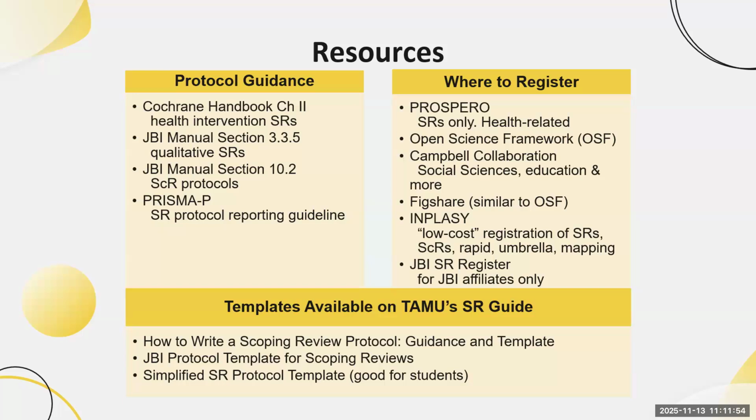And once your protocol is done, you should register it. Here's a list of places you can register. The ones I have personal experience with are Prospero. I never know whether to say Prospero or Prospero. Open Science Framework and JBI Systematic Review Register. I will point out that you have to be an affiliate to use that one. I'm from Texas, and the only school I can think of that I was able to help register was TCU. They're an affiliate.